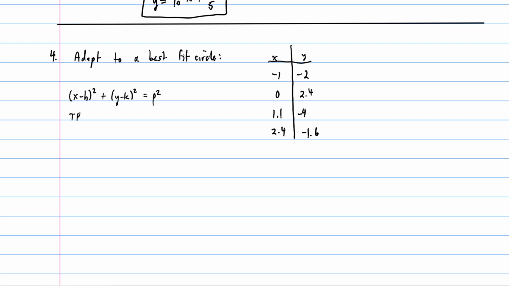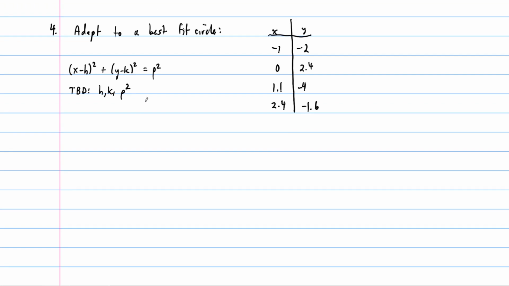So our to be determined here are h, k, and then this ρ, the radius, or at least ρ², right? To get the equation here. So let's write it that way, ρ², because our solution is going to be this equation, right? So we just need to find ρ². But to do that, though, we have this nonlinear equation. We need to find a linear equation that's going to work for us, right?